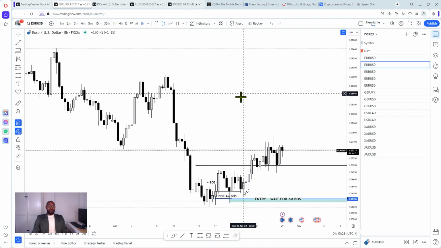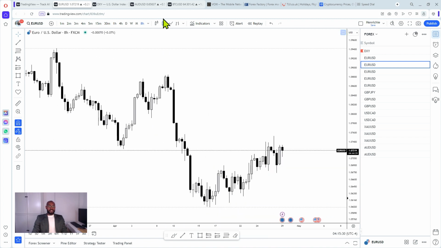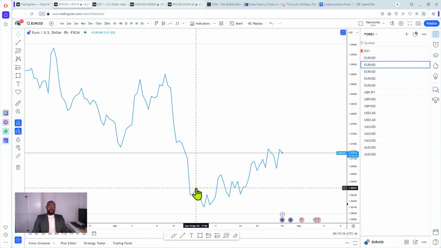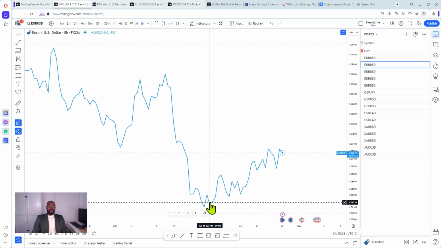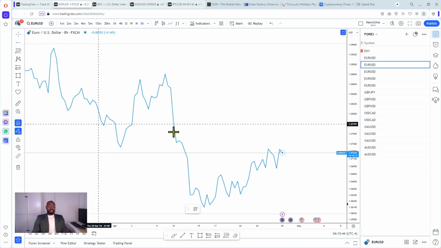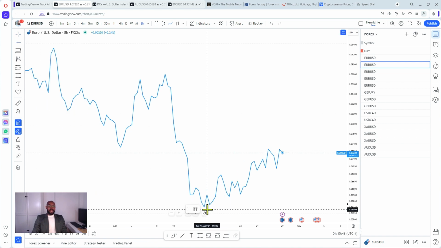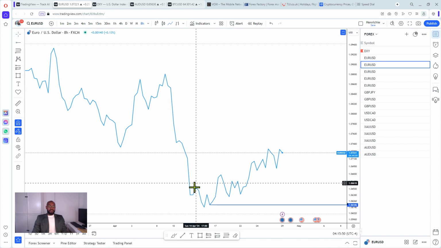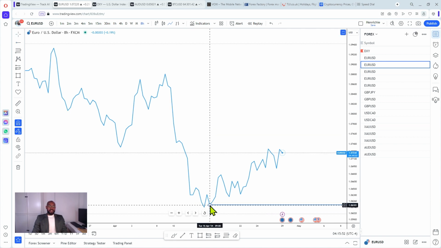trying to understand what price is doing, I'm going to wipe the chart for a second. So if you look at the line chart right here, you can see we created a high, a low, and then we broke structure right here. And like I said last week, if you're using the line chart, I only use it to determine where the liquidity is going to be resting. And if I outline this liquidity right here, this is the liquidity.